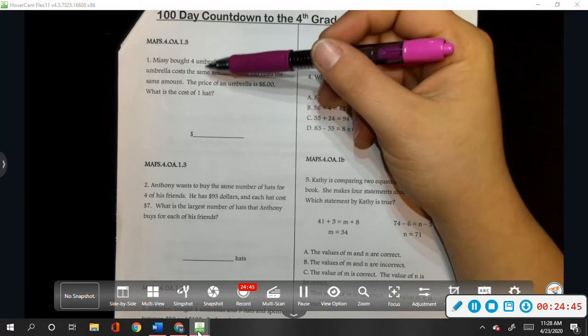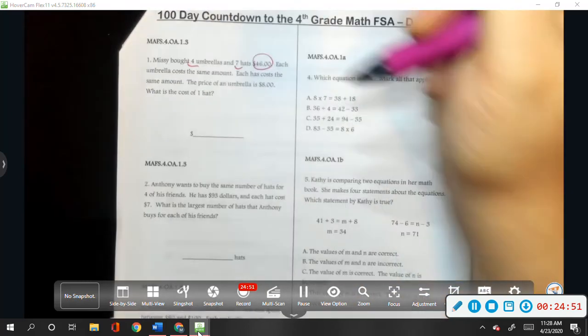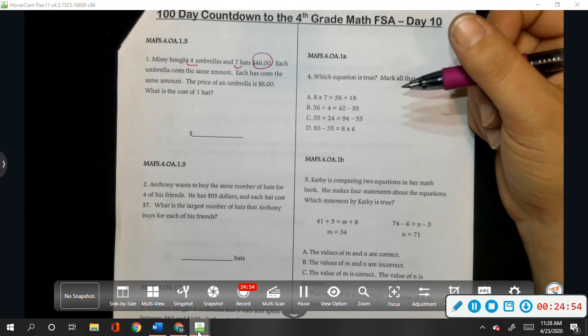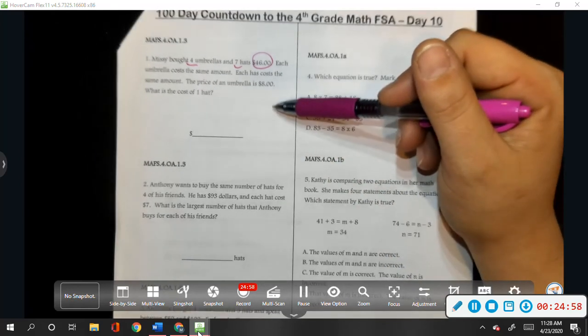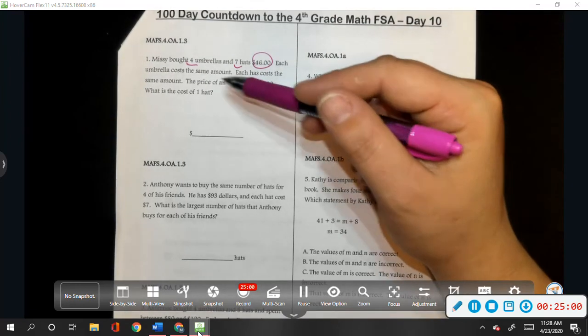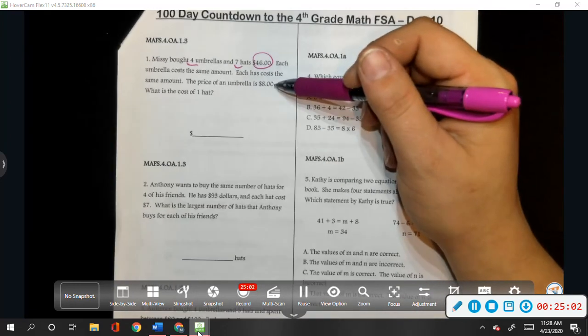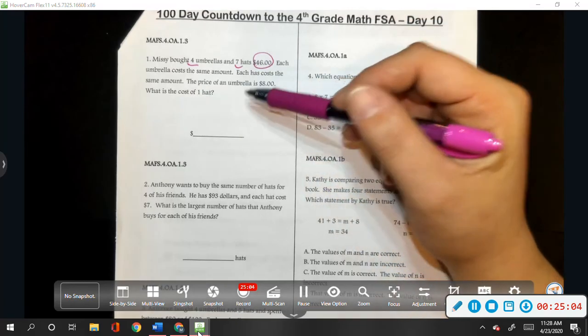Number 1, Missy bought 4 umbrellas and 7 hats for $46. Each umbrella costs the same amount. Each hat costs the same amount. The price of an umbrella is $8. What is the cost of one hat?